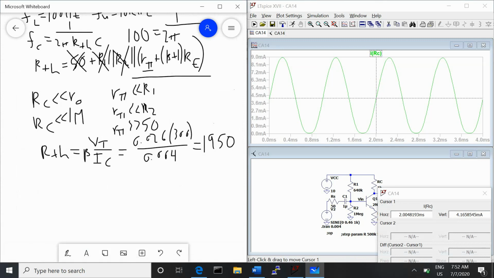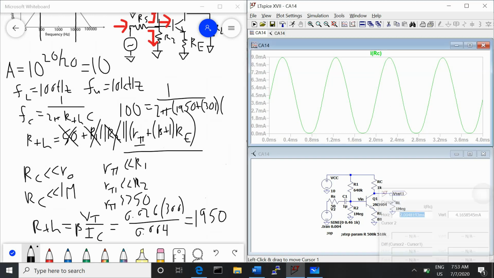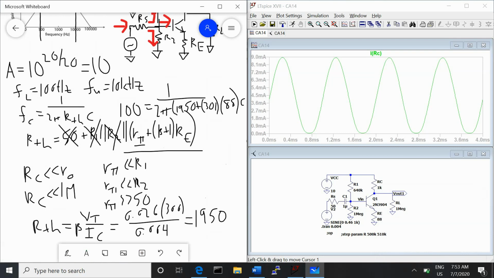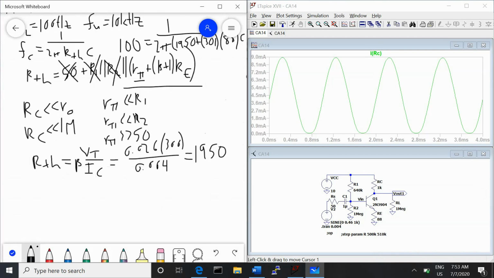So we'll plug that back. Actually, let's go back to the corner frequency equation that we already started. So that's going to be 1950 plus beta plus 1, so that's going to be 301, times RE, and RE is 88, times C. So solving that for C, we call this C1, the lower corner frequency, we get 56 nanofarads.